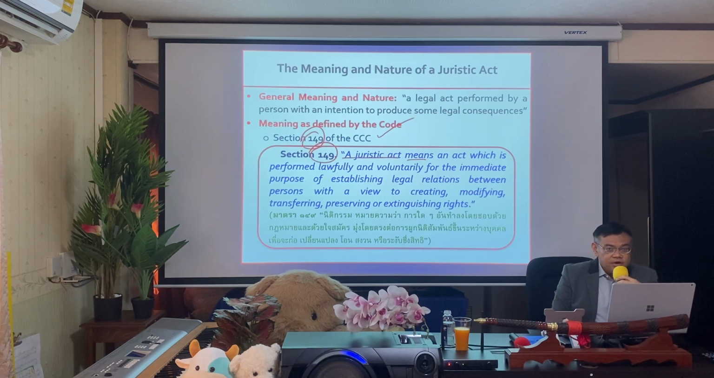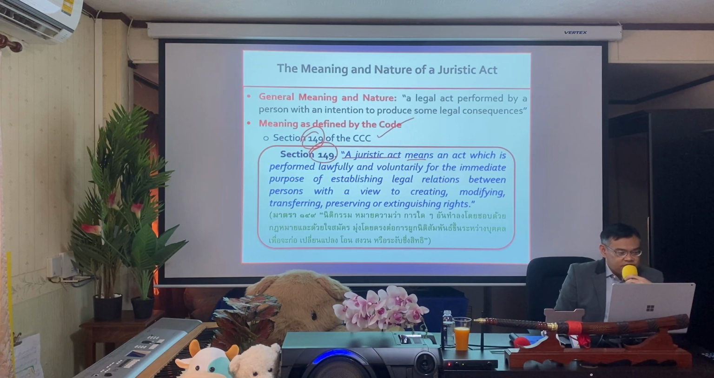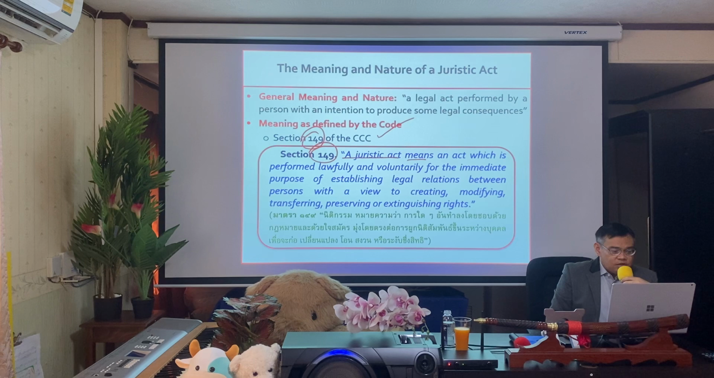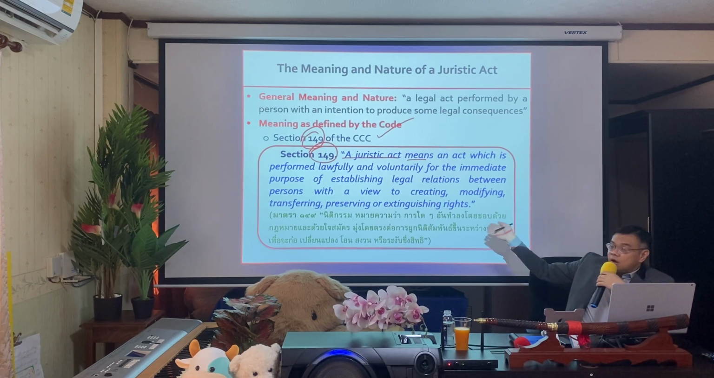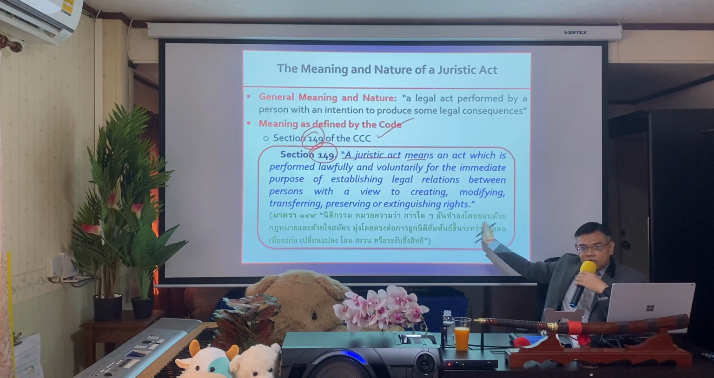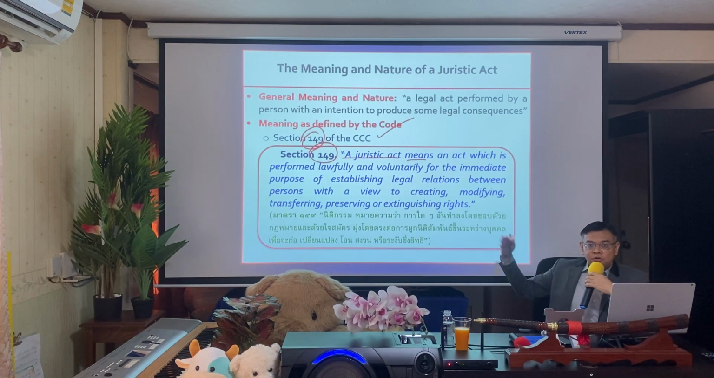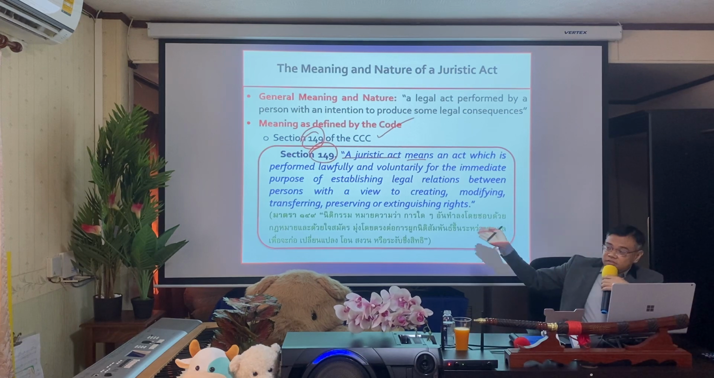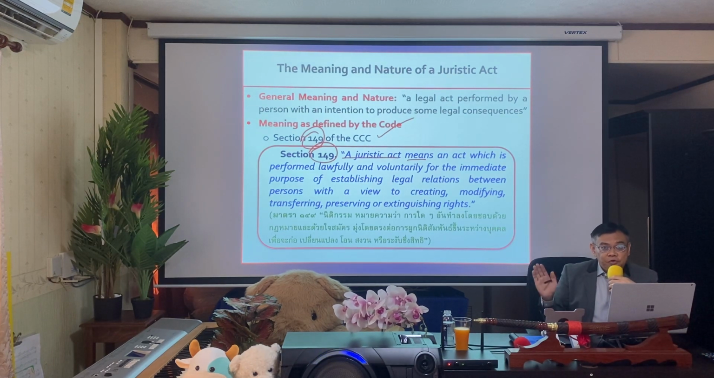Again, look at 149. Section 149 says a Juristic Act means an act which is performed lawfully and voluntarily for the immediate purpose of establishing legal relations between persons with the will to create, modify, transfer, preserve, or extinguish rights. If you are Thai, you can look at the Thai wording. I also put the Thai wording for you for the purpose of comparison. So this is the definition as provided by law.